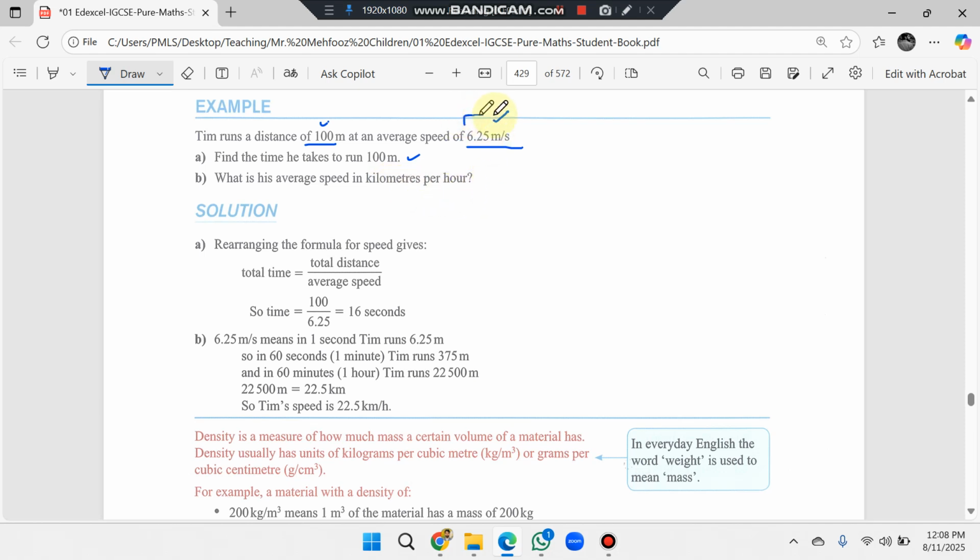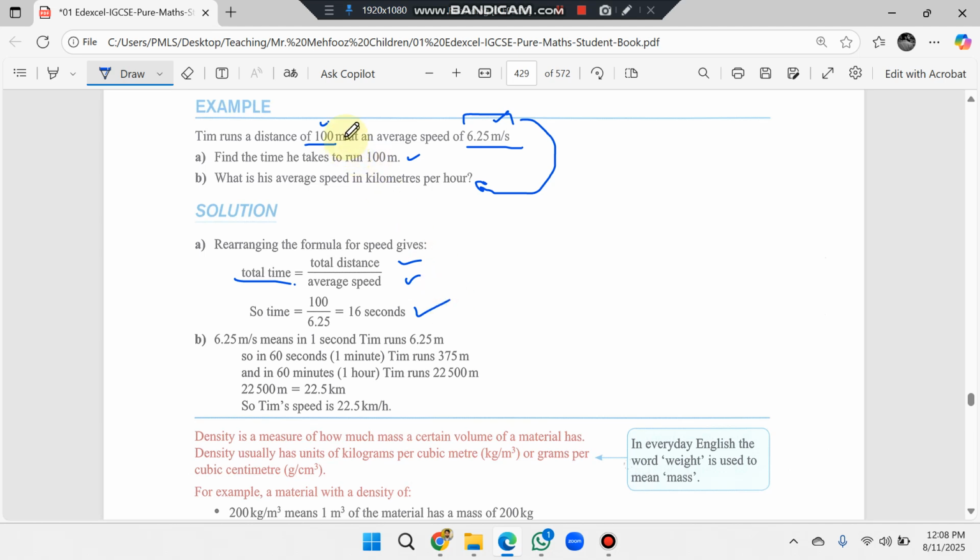So this is the average speed in meters per second. We have to convert it into kilometers per hour. So first of all, rearranging the formula, that formula is average speed is equal to total distance over total time. So if we are interested in finding the time, total time will be equal to total distance divided by average speed. So what is total distance? That is 100 meters. What is average speed? That is 6.25. So when we divide these two terms, your answer will be 16 seconds. So this is your time.